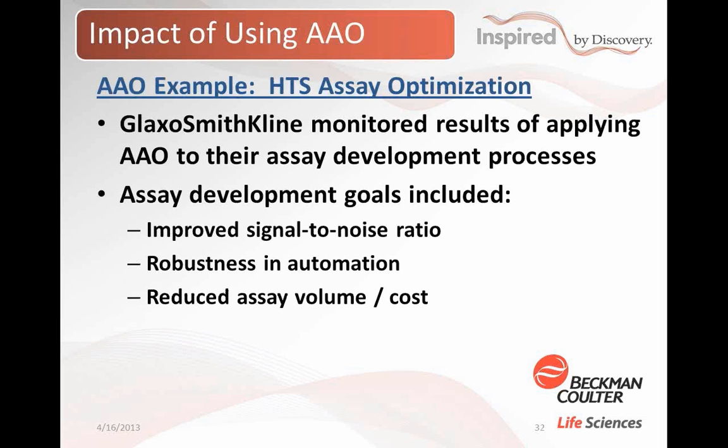So some of the examples that we have are collected from various places. One of the examples is from a high-throughput screening assay optimization that GSK did some time ago. They were monitoring the results of applying AAO, not just applying it, because they were an early adopter of this technique. So they knew that it would work, but they kept applying it to different assays. And as time progressed, they kind of collected some additional information. So among their development goals are to improve their signal-to-noise ratio, improve their robustness and automation, and reduce their assay volume and cost.